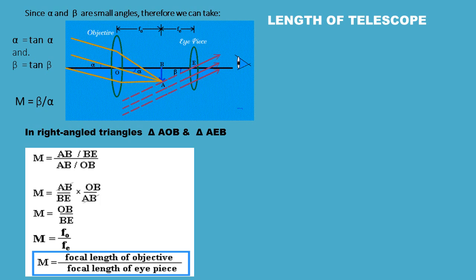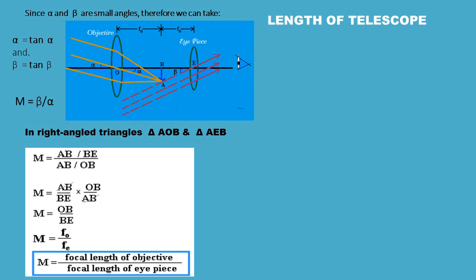Now in the second triangle AEB, if you consider an angle beta, so the tangent beta is again equal to perpendicular upon base, and according to this diagram perpendicular is AB and base is BE, so it would become AB upon BE. Now because magnification is equal to beta by alpha, if you put the values of beta and alpha in the equation, you will get AB upon BE divided by AB upon OB. Now AB and AB cancel with each other and the magnifying power is equal to OB upon BE.